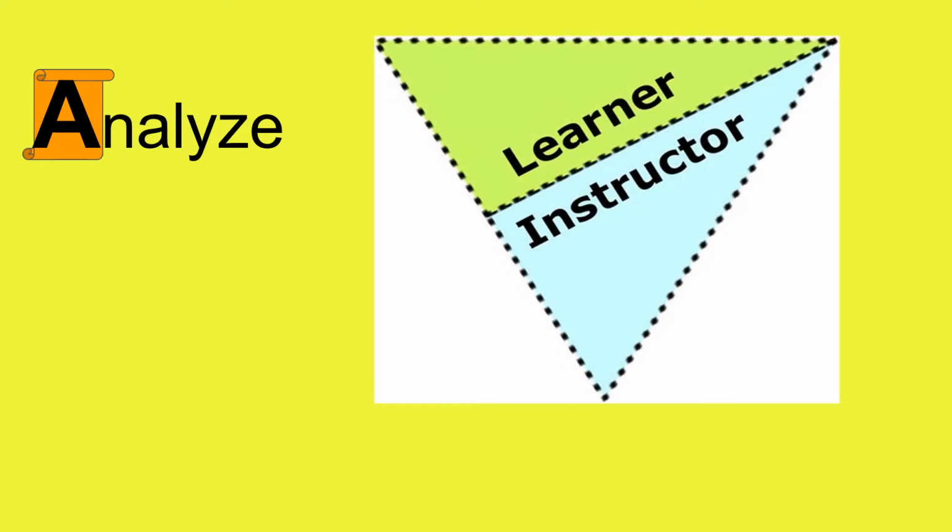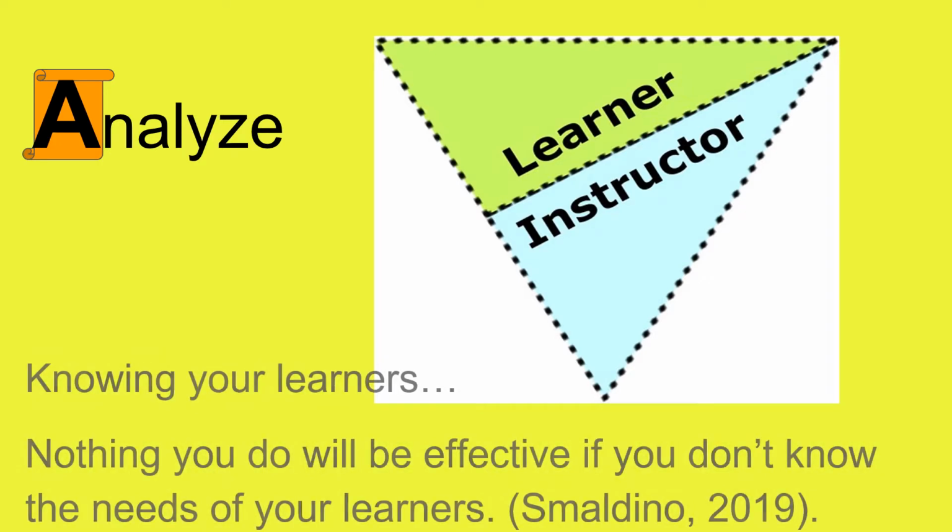Step 1 of the ASSURE method is to analyze your learners. Instructional design addresses gaps in learning. To understand the gaps, you must understand your audience.